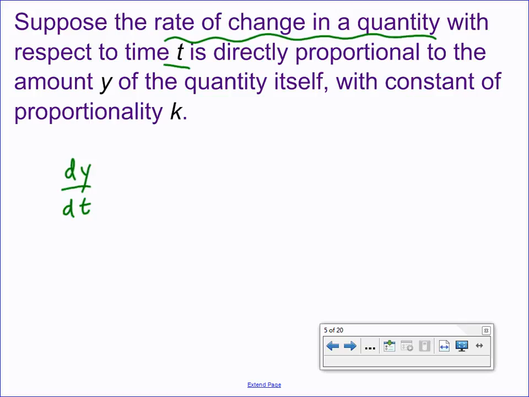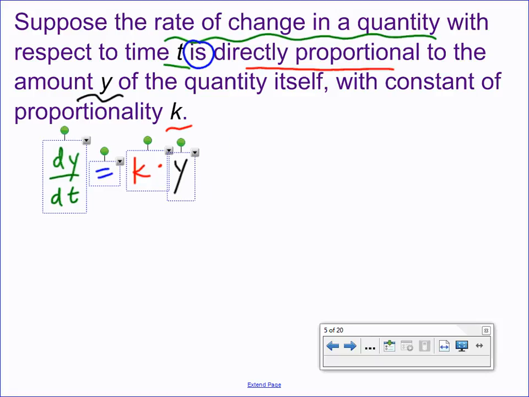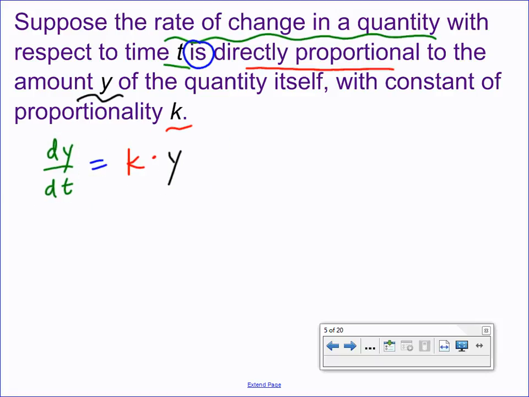is, there's my verb, so there's my equal sign, directly proportional to, that means multiplying by constant k times the amount y of the quantity itself. So directly proportional to the amount of the quantity itself. There's my basic differential equation when the rate of change in a quantity depends on the amount of the quantity itself.